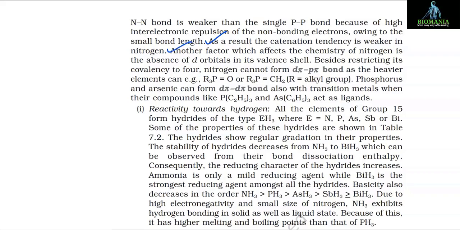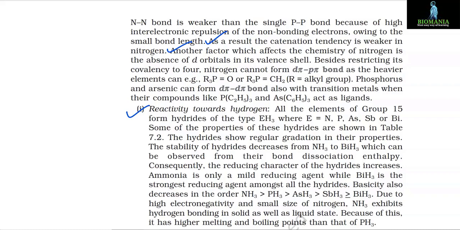Another factor which affects the chemistry of nitrogen is the absence of d orbitals in its valence shell. Besides restricting its covalency to 4, nitrogen cannot form d-pi bonds as the heavier elements can, for example R3P=O or R3P=CH2, where R is an alkyl group. Phosphorus and arsenic can form d-pi bonds also with the transition metals when their compounds like P(C2H5)3 and As(C6H5)3 act as ligands.